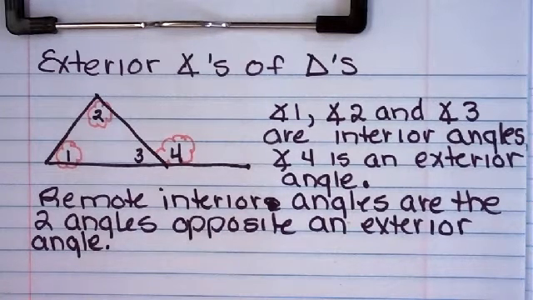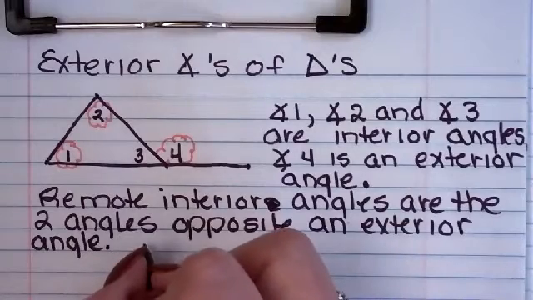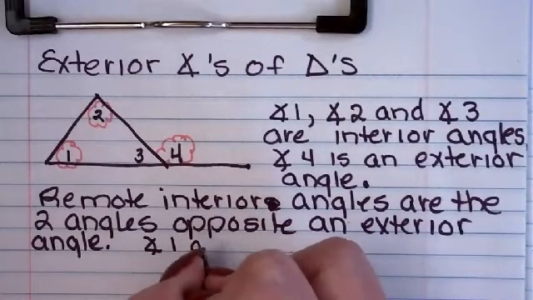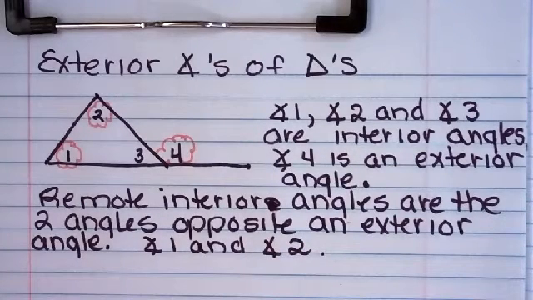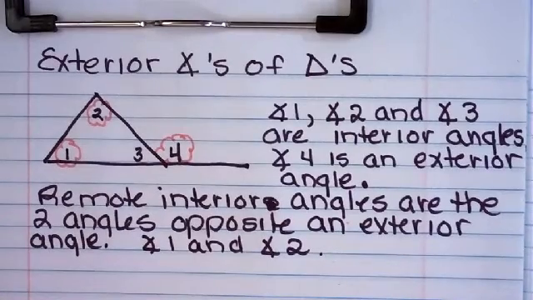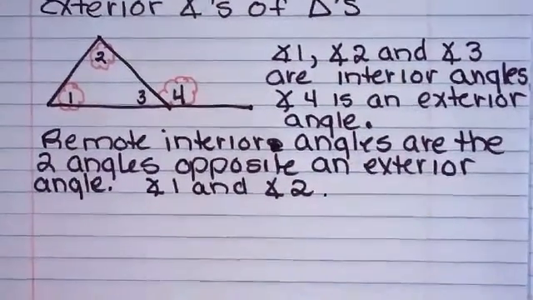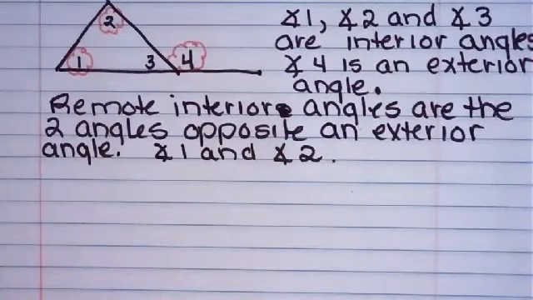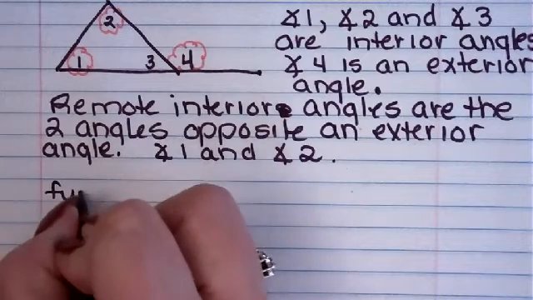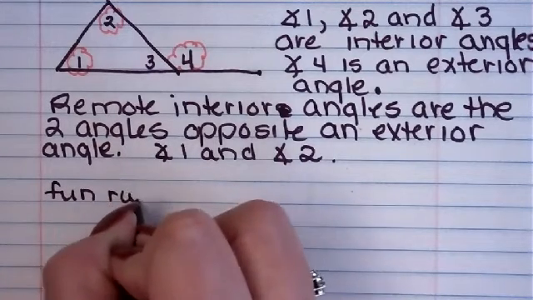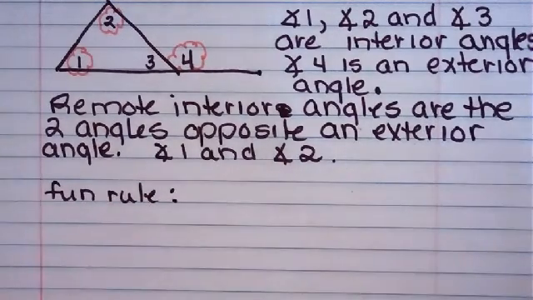Okay, so I'm going to put right under here, angle 1 and angle 2 in my picture are my remote interior angles. Okay, now pause it, copy this down if you need to. Now, the next little information, why is this important for us? There's a new little rule in math. Fun math fact. Okay, this is the rule that you're supposed to know for 8th grade math.